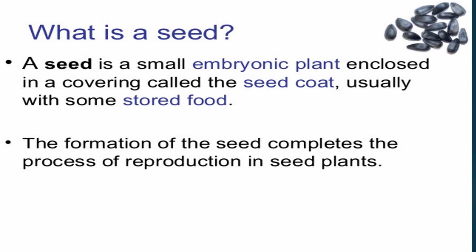So what is a seed? A seed is a small embryonic plant. What is an embryo? When the fusion of the male and the female gamete took place, it changed into the zygote, and that zygote will become the embryo or the baby plant. It is enclosed in a covering called the seed coat, usually with some stored food. Why with some stored food? For the nourishment of the baby plant, the future plant.